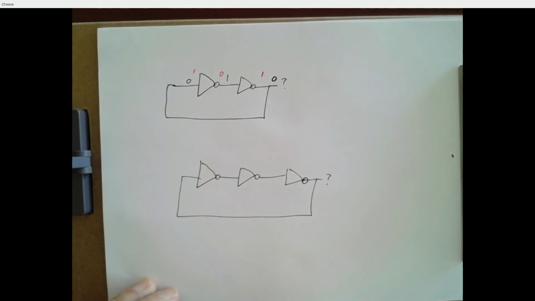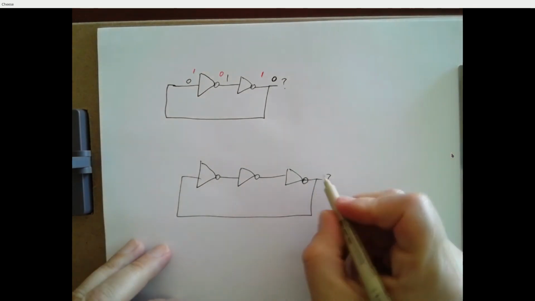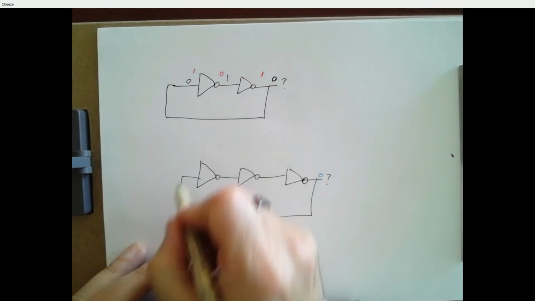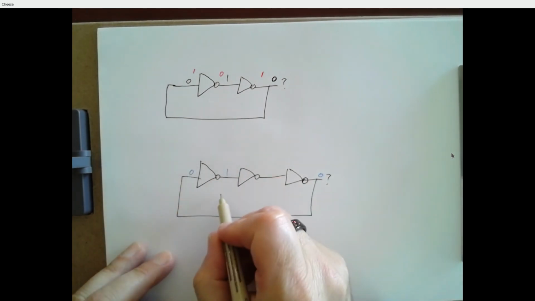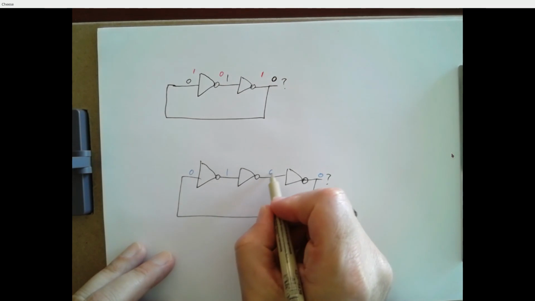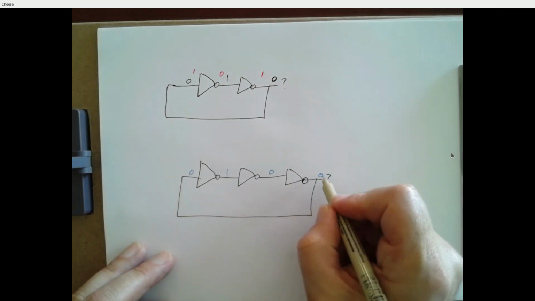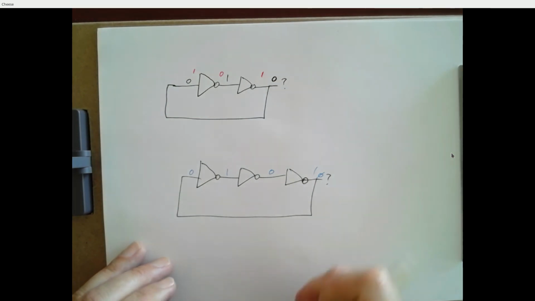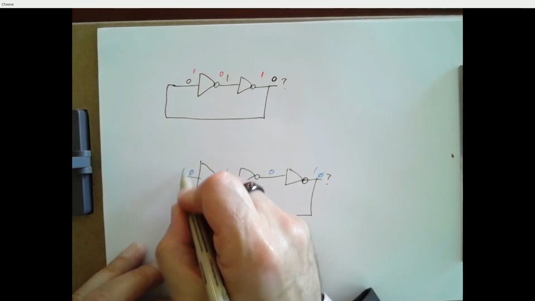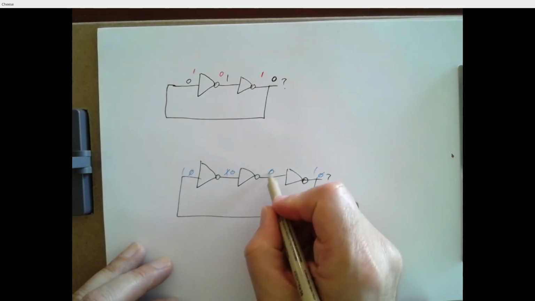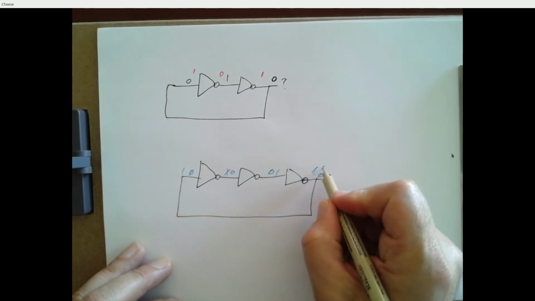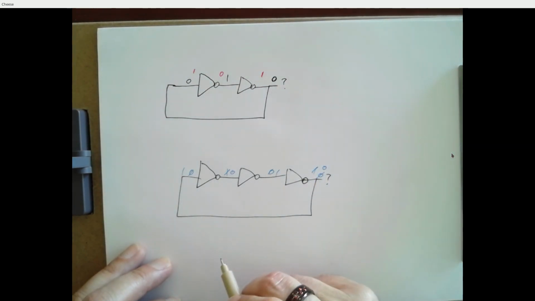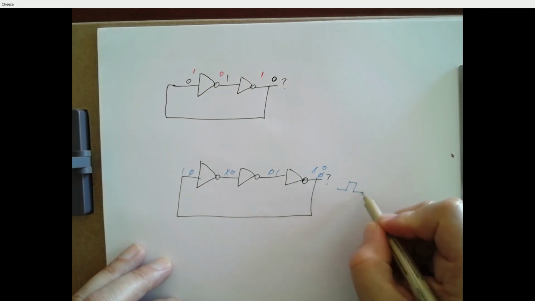Now this circuit, on the other hand, if the output happens to be a 0, you get a 0 in this inverter, the output there is a 1, 1 in this inverter, the output's a 0, 0 in this inverter, your output's going to change to a 1. And then that 1 will come around, and this will output a 0, and this will output a 1, and this will output a 0. And so this is going to oscillate.